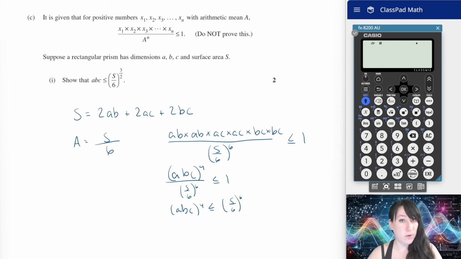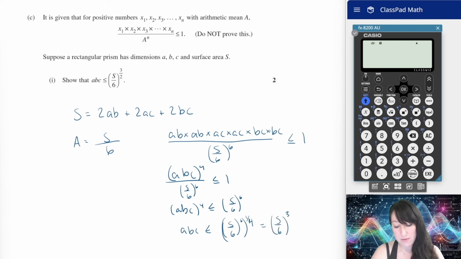And then taking the 4th root of both sides, to the power of a quarter, ABC is less than or equal to S over 6 to the power of 6, to the power of 1/4. And then, of course, using index laws, that is S over 6 to the power of 3 over 2.